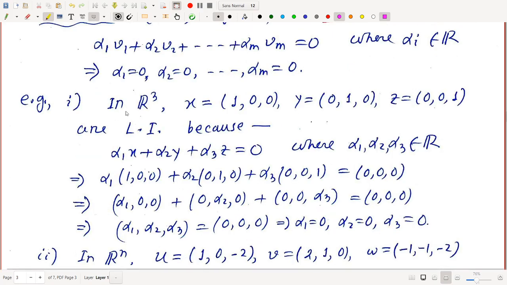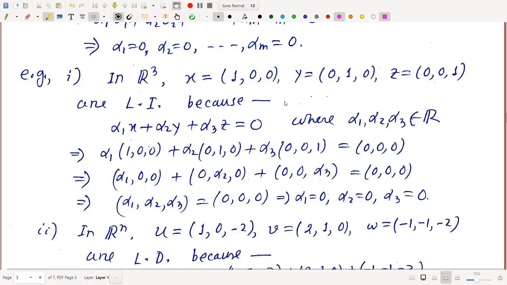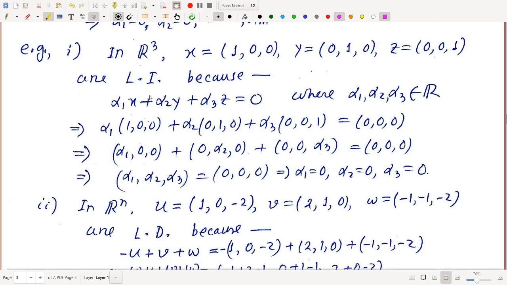For example, let us see, the definition will be clear in this example. In R cube, x equal to (1, 0, 0), y equal to (0, 1, 0), z equal to (0, 0, 1). You can compare with i cap, j cap, k cap in vector algebra, which are linearly independent, and we can justify why. Suppose alpha 1 x plus alpha 2 y plus alpha 3 z equal to 0. Here x, y, z are vectors, and alpha 1, alpha 2, alpha 3 are scalars, meaning real numbers.